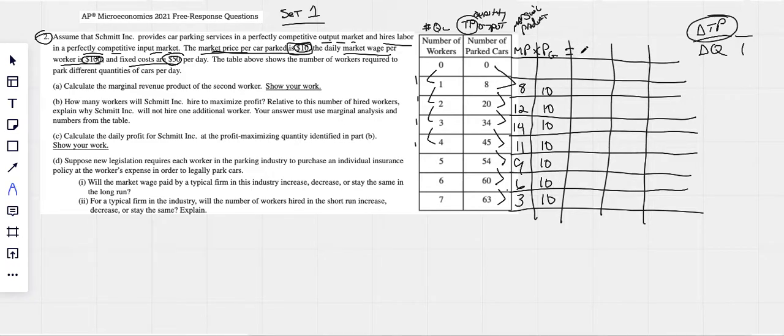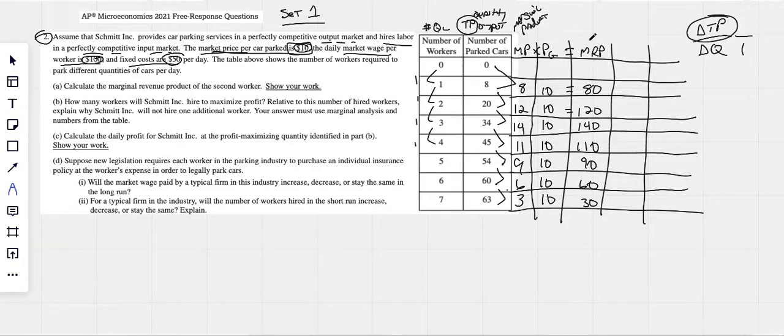Let's talk about what this means for just a second. I think it's important to recognize this as a larger view here. If I have one worker and he can park eight cars and I can charge $10 for every car that he parks, my marginal revenue product, or the revenue that I make for what he does, is obviously going to be $80. He's going to bring $80 into my company. This guy is going to bring in 120 because he gets attributed 12 additional cars to him coming to work for us. 120. This is just easy. 140, 110, 90, 60, and then 30.